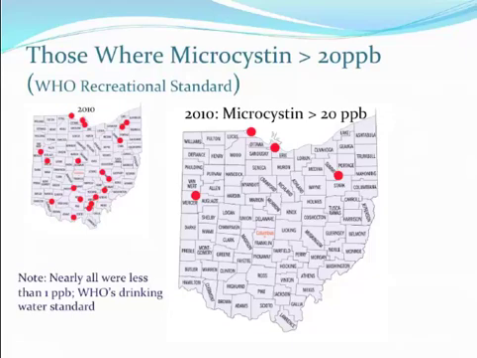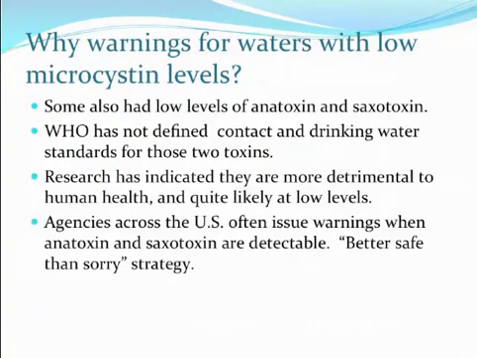So that begs the question as to why we're posting warnings for waters with low microcystin levels, because all those reservoirs had health advisories posted on them. Well, a lot of these reservoirs and larger lakes also had very low levels of anatoxin and saxitoxin, which are 2 other toxins that cyanobacteria can produce. The World Health Organization has not defined contact and drinking water standards for those 2 toxins.